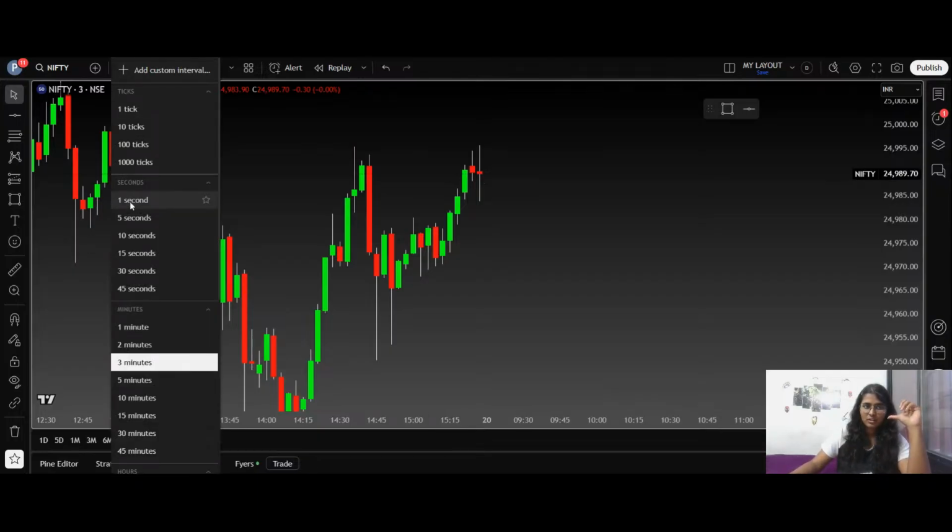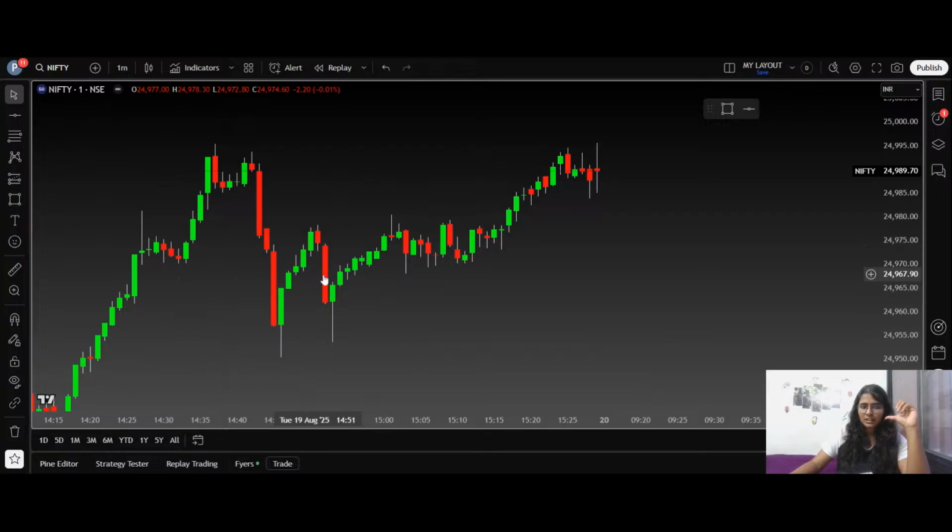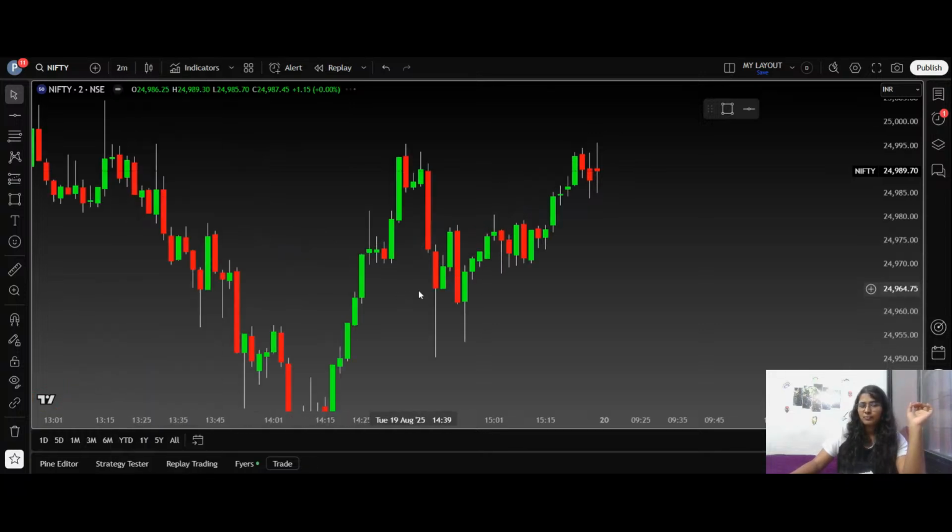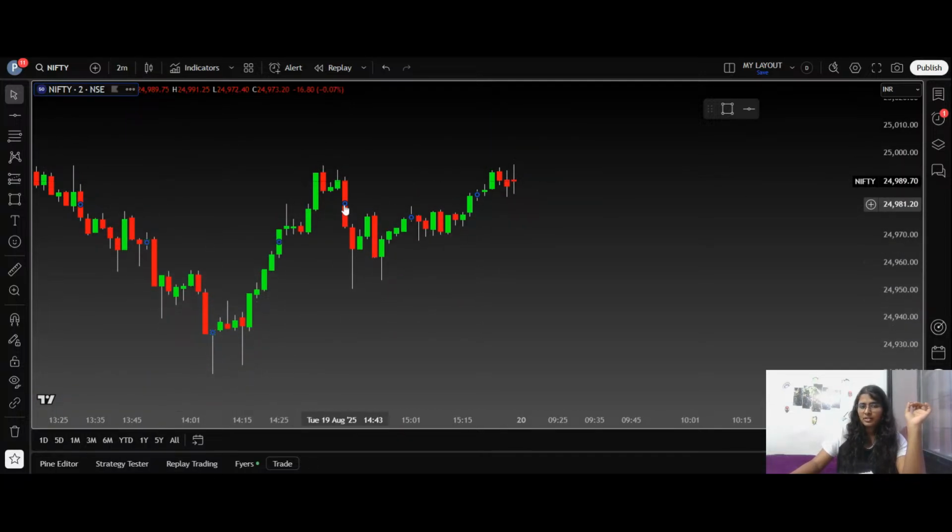For example, if I keep it at 1 minute, see, at 14:52 the candle behaved like this. At 14:53 the candle behaved like this. The market behaved like this at 14:54. Simply, if I put it at 2 minutes, see here, at 14:43 the candle behaved like this, and now it's 14:45, so from 14:43 to 14:45 the candle will behave like this. From 14:45 to 14:47 the candle will behave like this. From 14:47 to 14:49 the candle will behave like this.